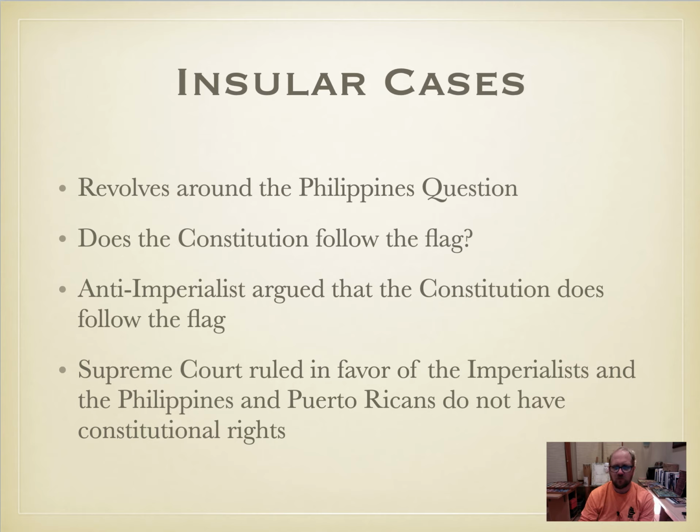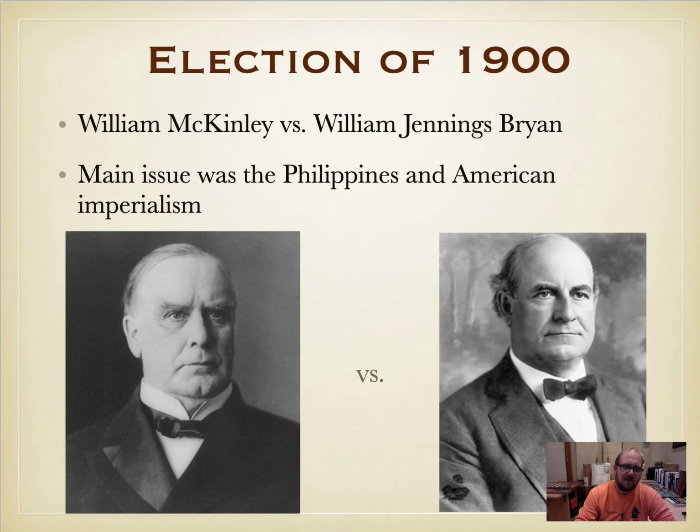The Supreme Court ruled in favor of the imperialists, basically saying that the Filipinos in the Philippines and the Puerto Ricans do not have constitutional rights because they are not true Americans. Just because our flag is there, making them colonies, our Constitution does not protect the inhabitants of those islands. And this was going to be a major issue in the election of 1900.